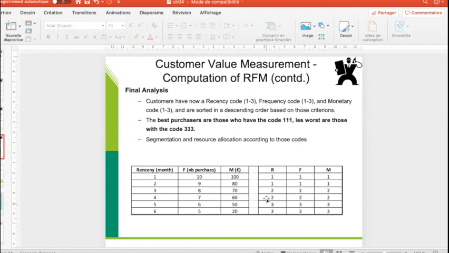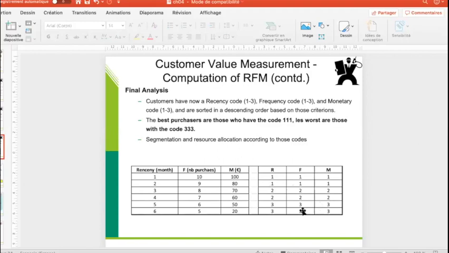You might also have some customers which are not shown in this table. For example, recent customers who buy frequently, but for a low amount. 113 customers would be customers who buy very often, but for small amounts. So you might decide to spend some money to give them incentives to increase the purchase amount, because your target would be to transform a 113 customer into a 112 or 111 customer.